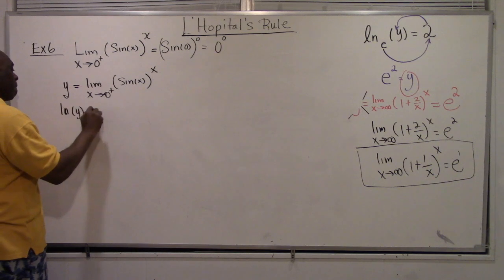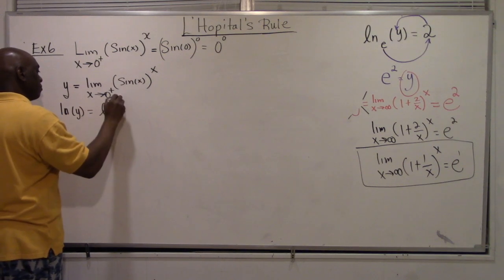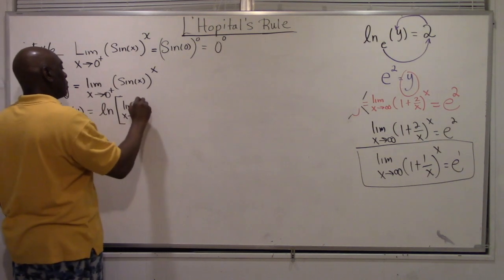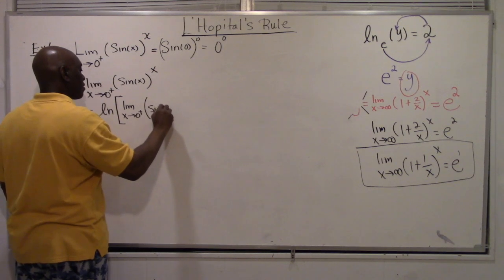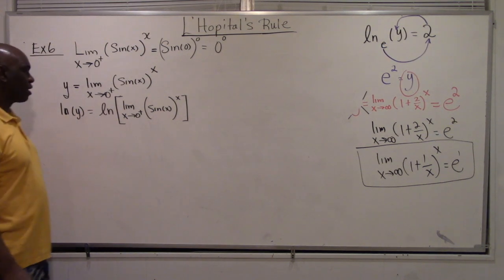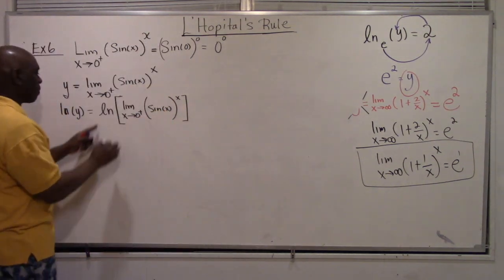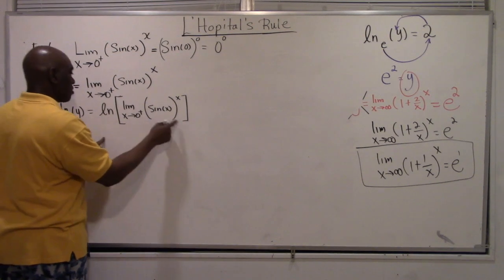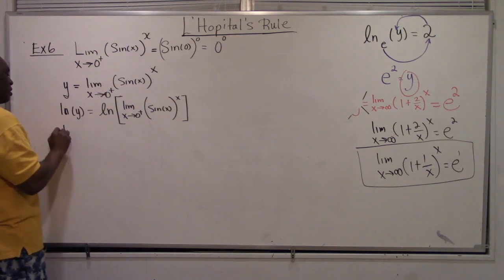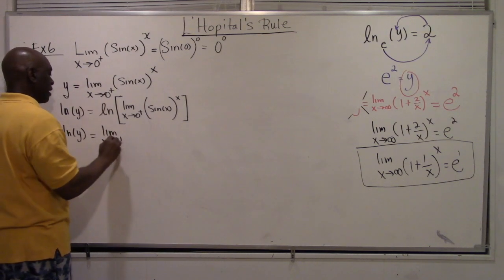Natural log of y equals the natural log of the limit as x approaches 0 from the right of (sin x)^x. Sine x is a continuous function. Go ahead and swap it out. You can swap natural log and limit. They can switch places because sine x is a continuous function. So natural log of y does equal the limit as x approaches 0 from the right side.